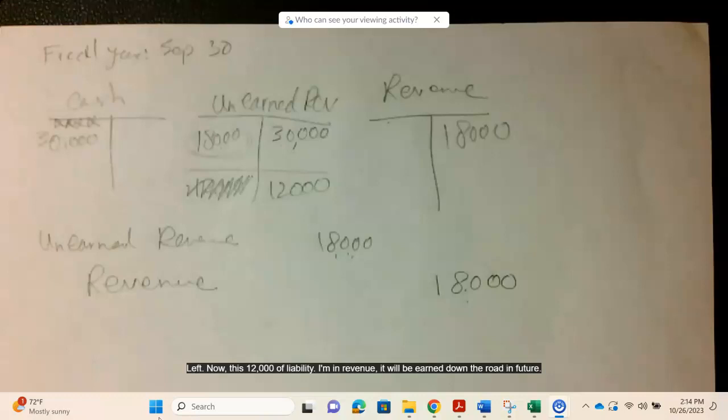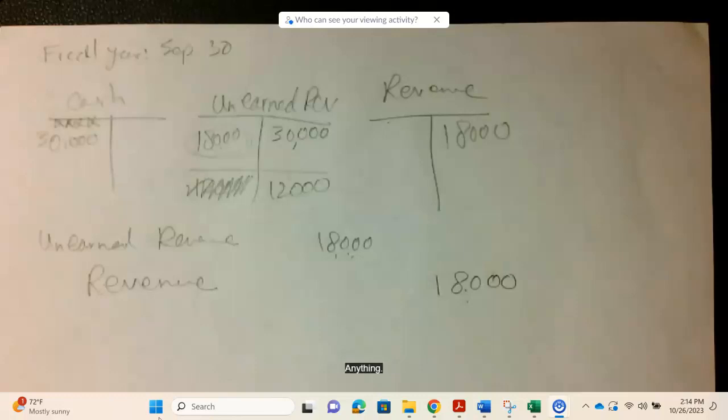Now, this $12,000 of liability, unearned revenue, will be earned down the road in the future, but for now, it's a liability. Questions? Anything? Okay.